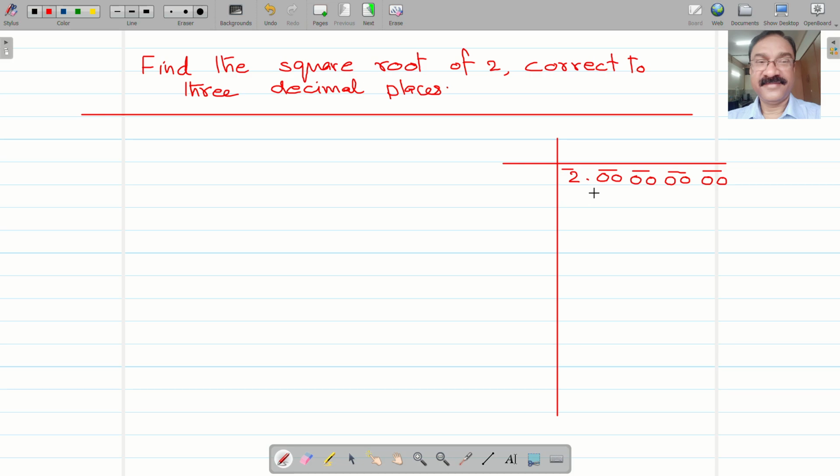Take the first group, 2. 2 is not a perfect square. 1 is the largest perfect square smaller than 2. Subtracting 1, we are going to get 1 here.